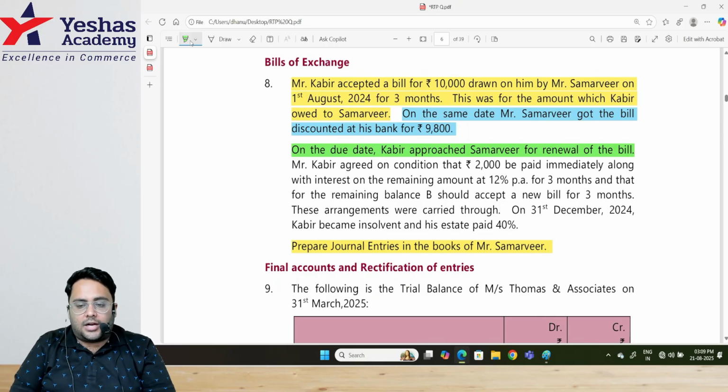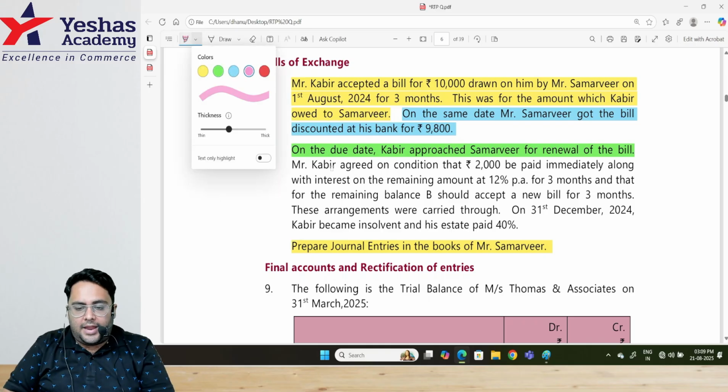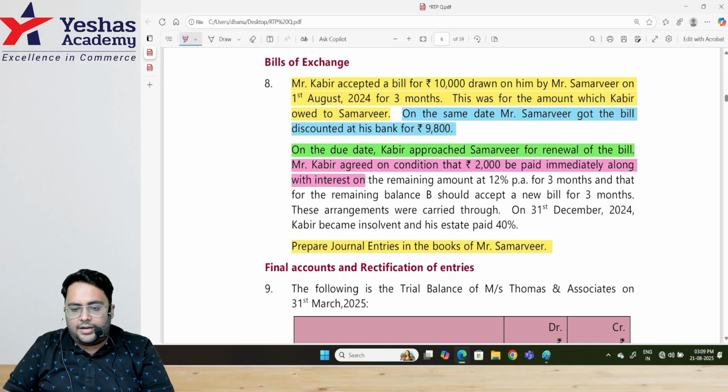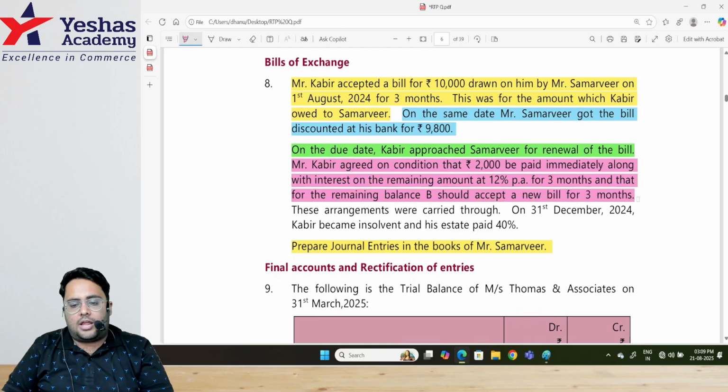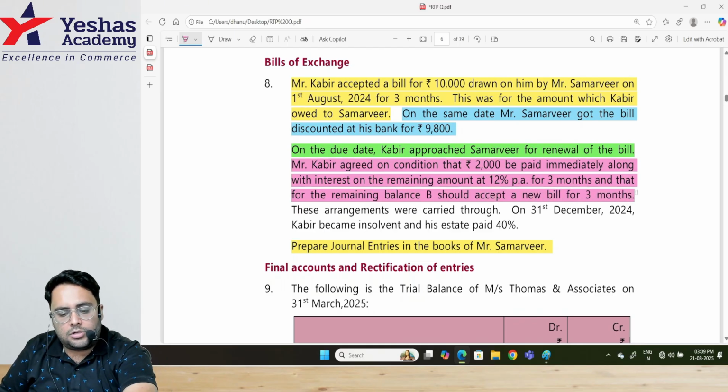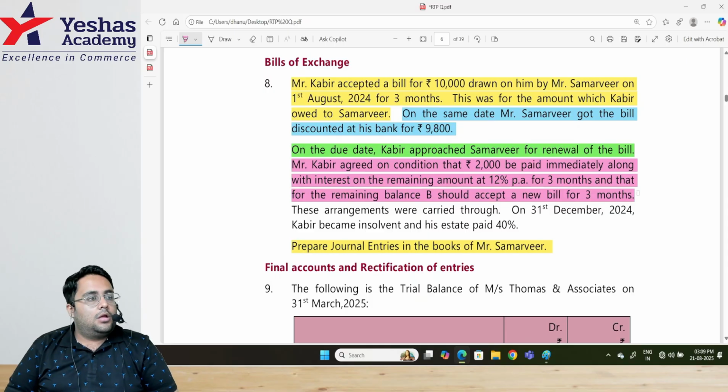Mr. Kabir agreed on the condition that 2,000 be paid immediately along with interest on the remaining amount at 12% per annum for 3 months, and that for the remaining balance he should accept a new bill for 3 months. In the pink color part, what's the first point saying? Kabir should pay 2,000 immediately. What will be the entry?